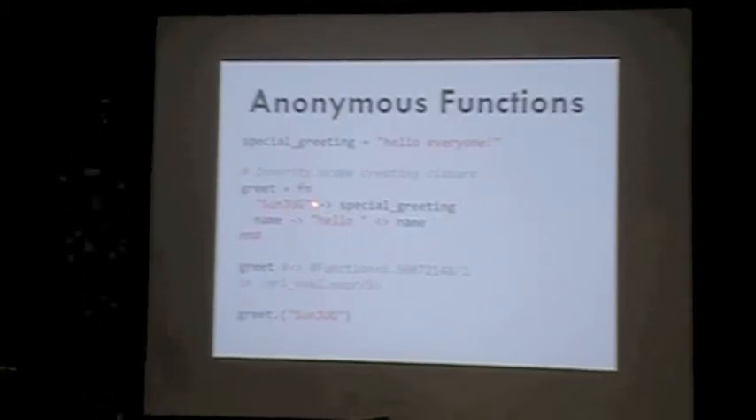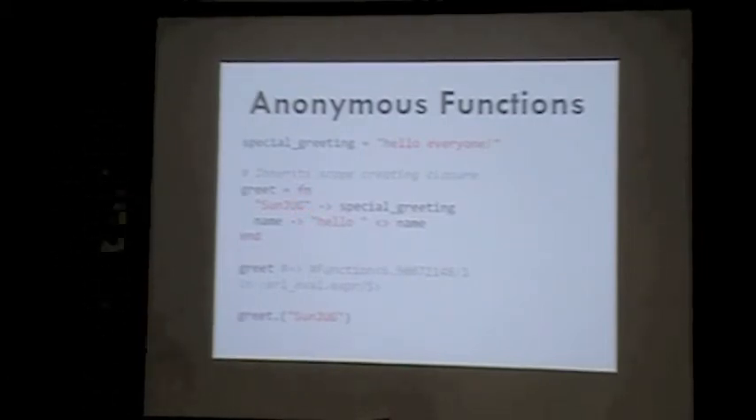This is probably, we should have chosen a simpler example for the first anonymous function. But basically, you invoke this function with one value. If that value matches sunjug, it returns the special greeting. Otherwise, it takes that value and concatenates it onto the end of the string and returns that string.